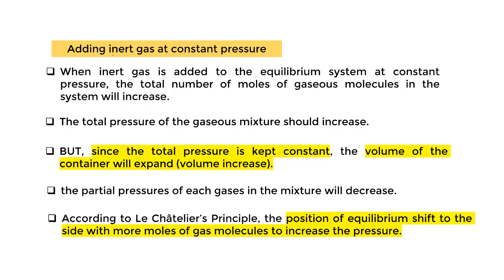Changes. Adding inert gas at constant pressure. Okay, when inert gas is added to the equilibrium system at constant pressure. Okay, that is the keyword. The total number of moles of gaseous molecules in the system will increase. The total pressure of the gaseous mixture should increase. But since the total pressure is kept constant, the volume of the container will expand. The volume of the container must be increased.